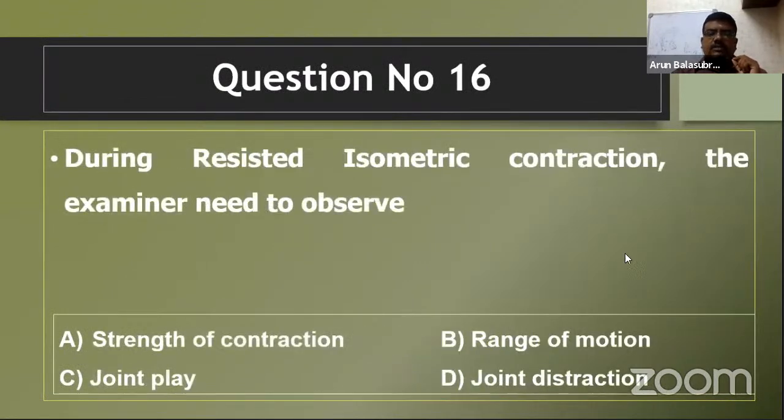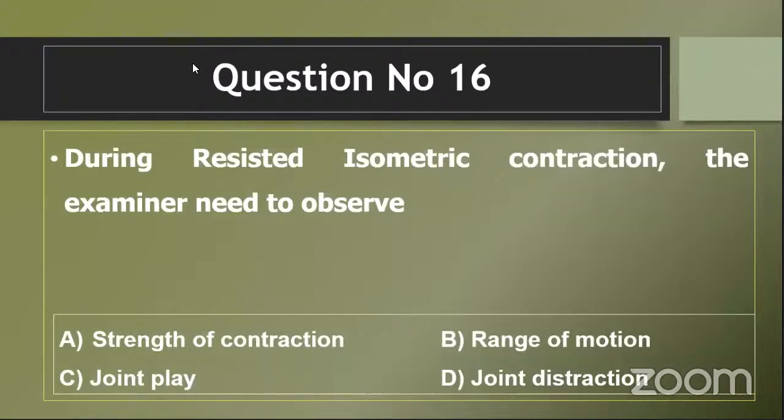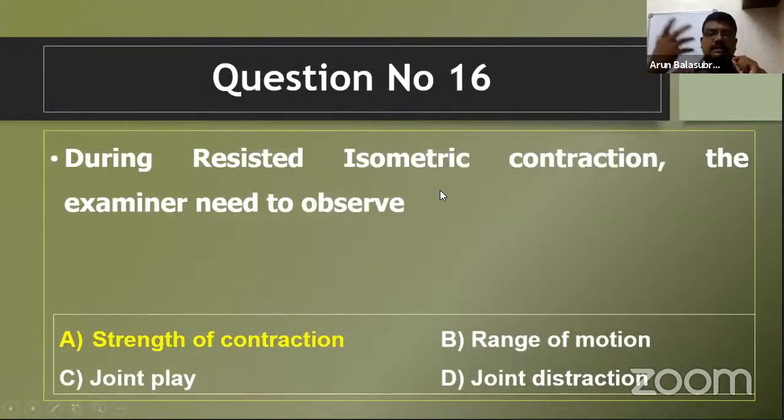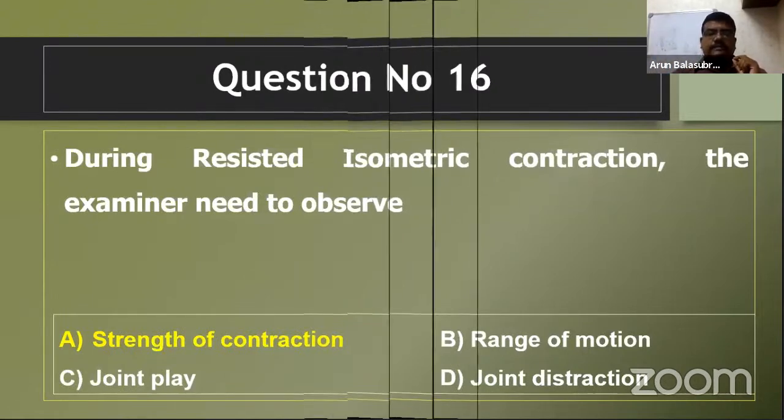Okay, during resisted isometric contraction, what does the examiner need to observe? When you assess resisted isometric contraction, what are you going to observe: the strength of contraction, range of motion, joint play, or joint destruction? Excellent, the correct answer is the strength of contraction, because in the muscle you are going to assess the strength of contraction. You are not going to look into range of motion, joint play, or joint destruction in muscle contraction. We will have to do some other tests for that.